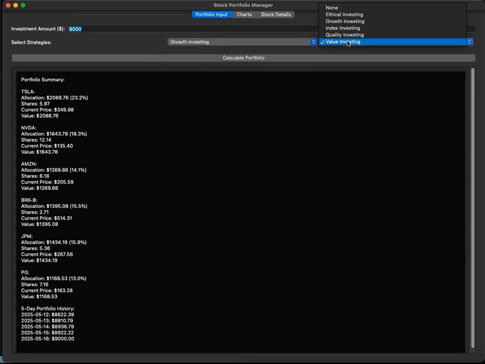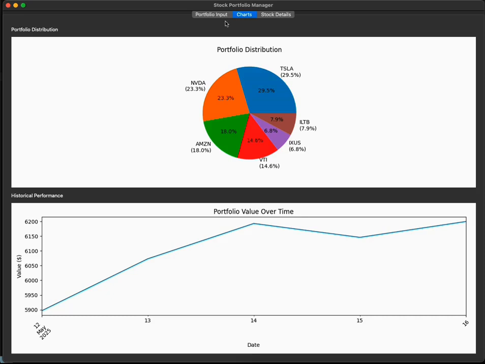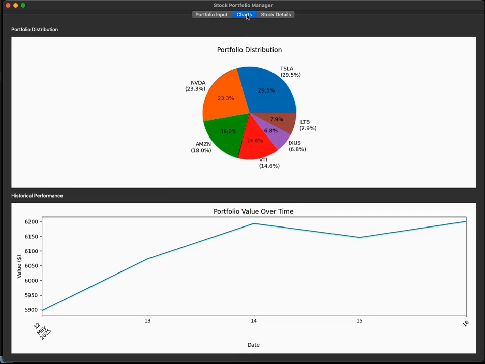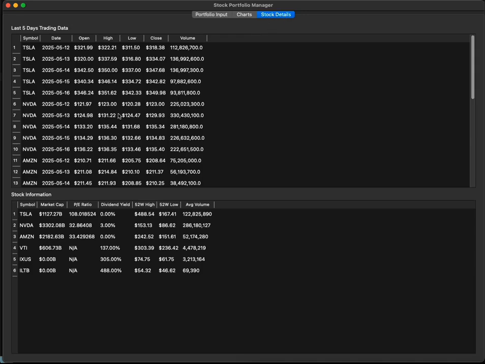Test Case 7, Growth Plus Index Investing, $6,200. Here we checked if the tool could balance aggressive and broad market strategies. The app allocated stocks like Tesla and Nvidia alongside VTI, IXUS, ILTB. Share counts and dollar values were correct. The chart showed strong growth from May 12 to 14, then a slight dip on May 15, mirroring realistic market volatility.